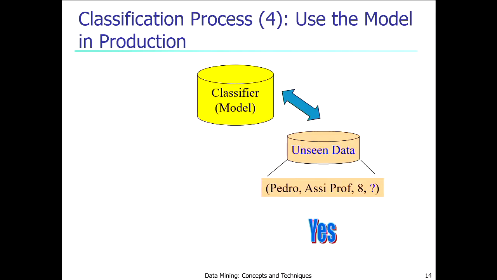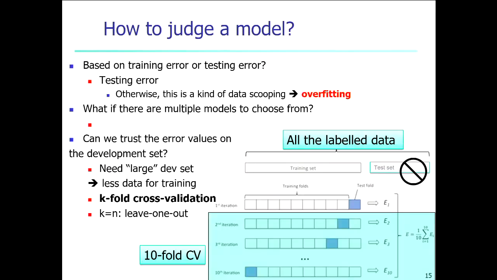Finally, if we decide that this is the model we are going to use, we can deploy it on the real unseen data. These are the data where we don't really know what the class label is, and we can only rely on our model to do the prediction. In this case, it will be yes. So that's the general idea.